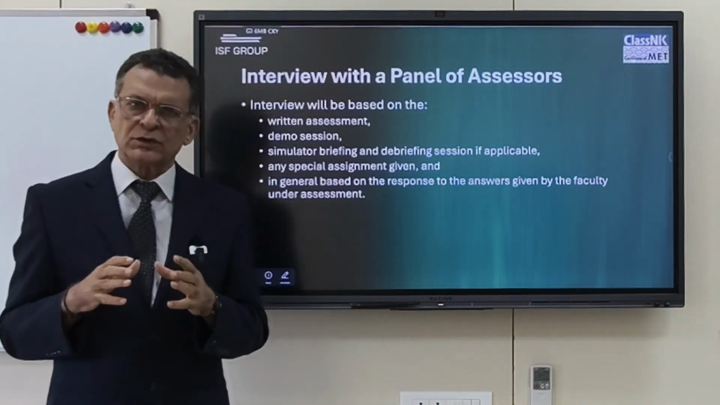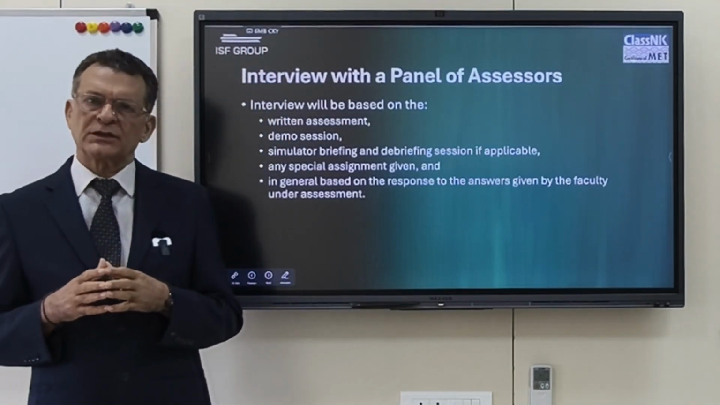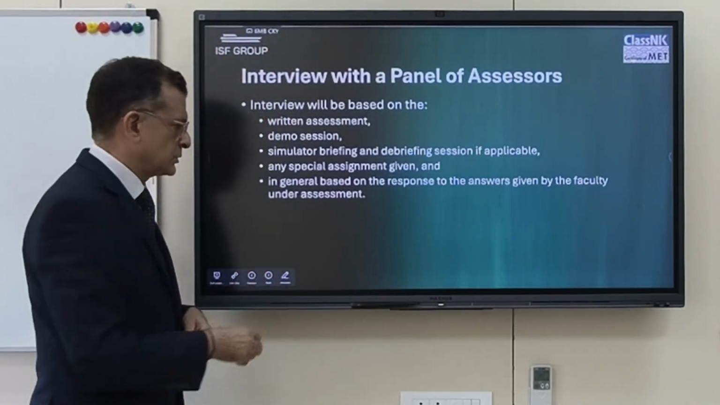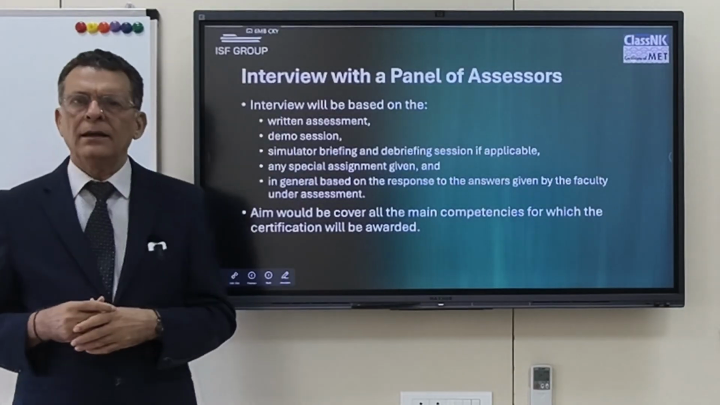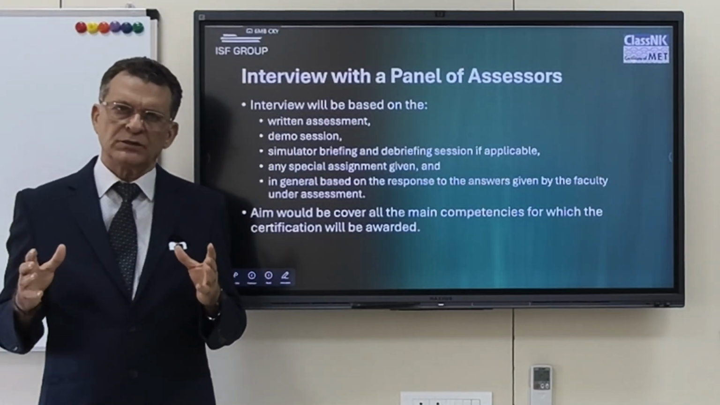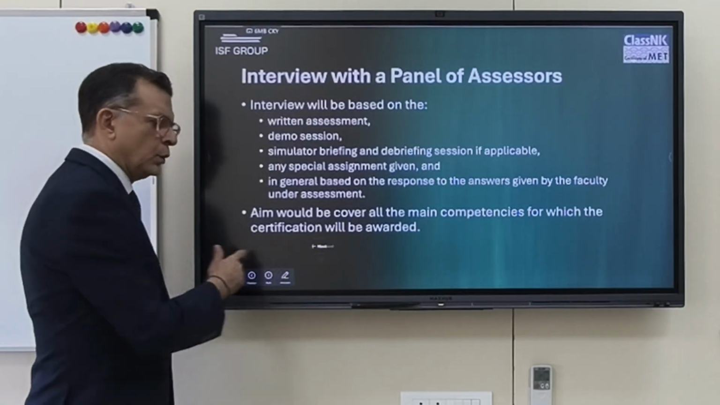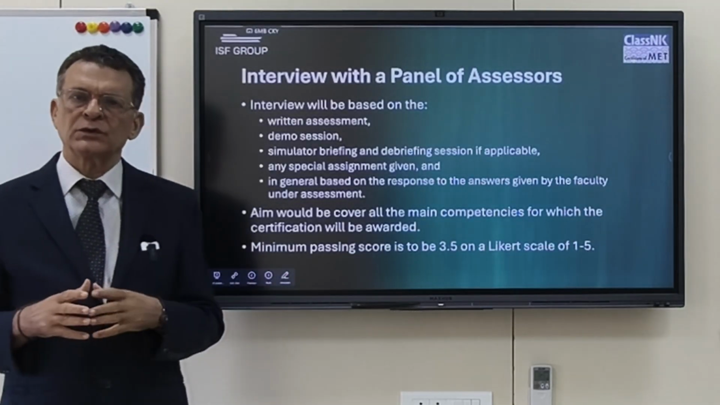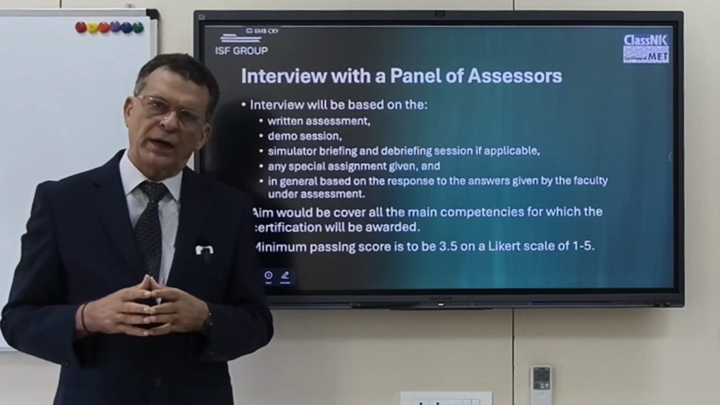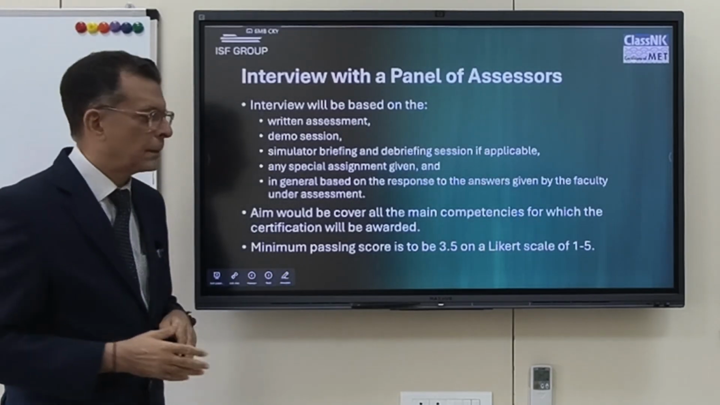And in general, based on the kind of responses that come from the person being assessed, further questions may be asked. Again, the aim would be to cover all the main competencies for which the certification is being awarded. That's what the assessors would do. And the minimum passing score is again a 3.5 on a Likert scale of 1 to 5.